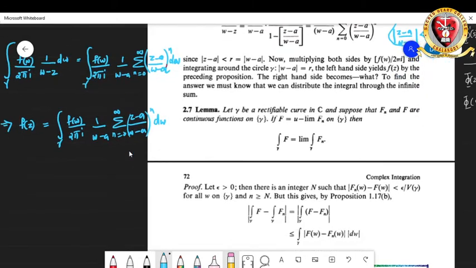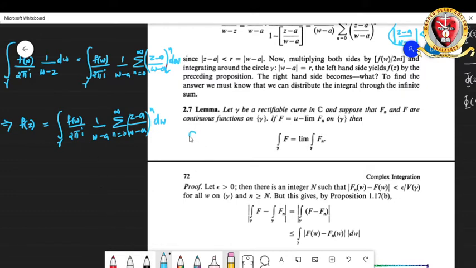Lemma 2.7 says that let gamma be a rectifiable curve in C. That means you know about the bounded variation and all of that. And suppose that Fn and F are continuous functions on the set gamma. On the set gamma, that means it is the trace, which means the points of the curve. If capital F is equal to the uniform limit of Fn on the trace of gamma, then the integral over gamma of F is equal to the limit of the integral over gamma of Fn. That means the limit and the integral can be interchanged.